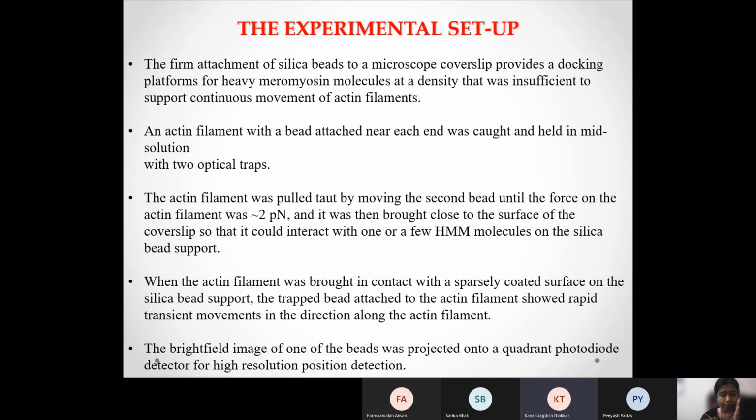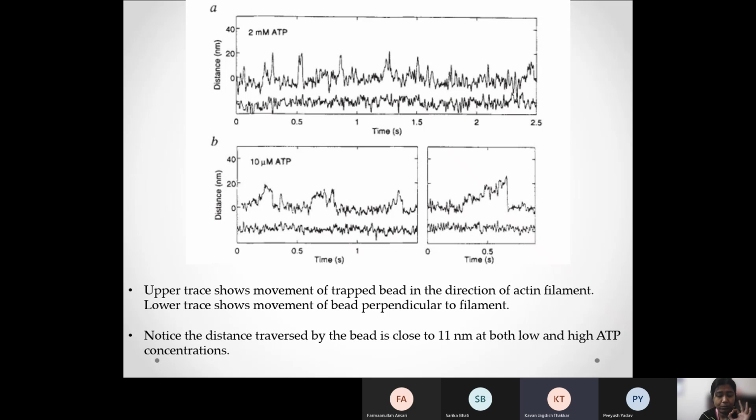In microscopy, you look with your eyes, or you put the light intensity profile onto a photodiode, and then you see an image, right? So in the same way, you take an image of this with a photodiode detector for high resolution position detection. Essentially, you take an image and you know that now it has moved from this position to this position. So you're able to record the positions.